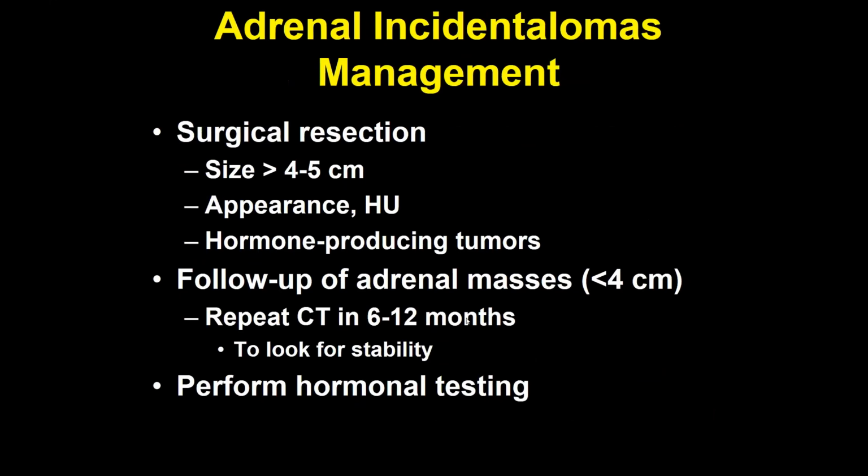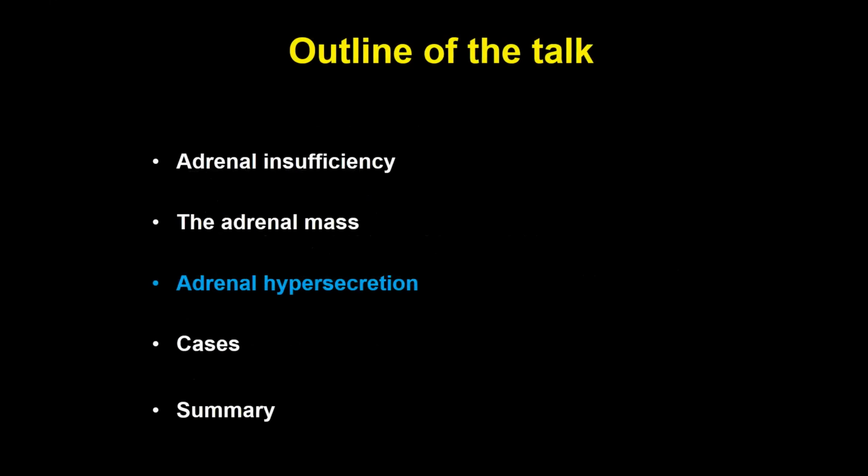In terms of management, for growths that are more than 4 to 5 centimeters in size, or have a more concerning appearance, or are hormone producing, those are the kind of patients we're going to be thinking about referring for surgery. But for masses under 4 centimeters, we're going to recommend imaging those again in 6 to 12 months to look for any signs of growth, along with performing hormonal testing.